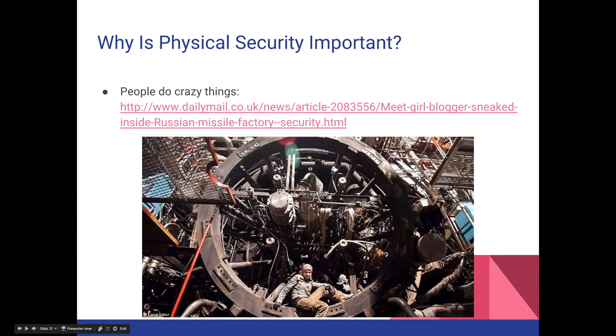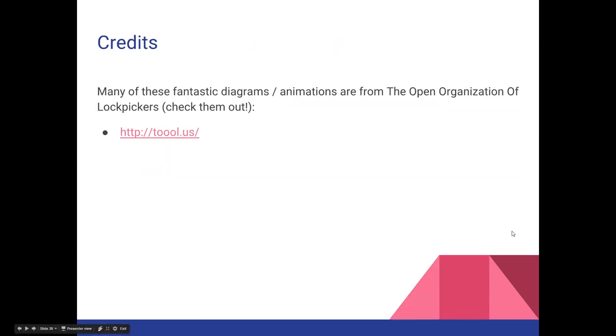So imagine instead if this was someone from your competition or someone trying to steal secrets from you and sabotaging your facility or up to other nefarious things. Before we go any further, I want to give credits to the Open Organization of Lockpickers, toool.us. They have fantastic diagrams and animations, and they usually run a village and workshop at DEF CON every year, and they are a fantastic resource.